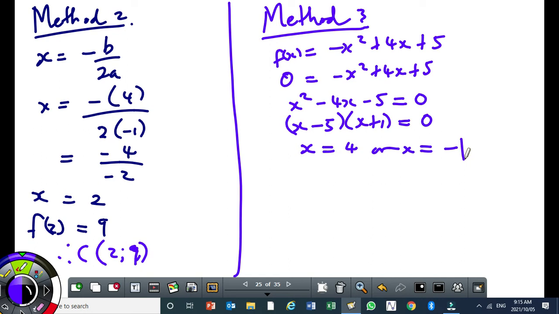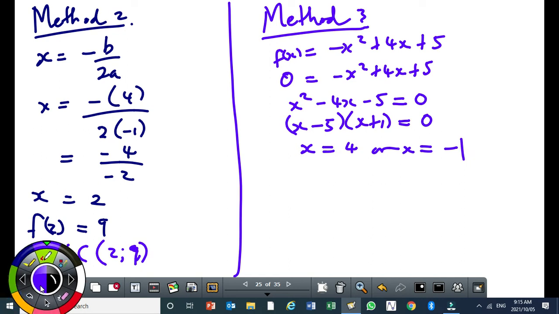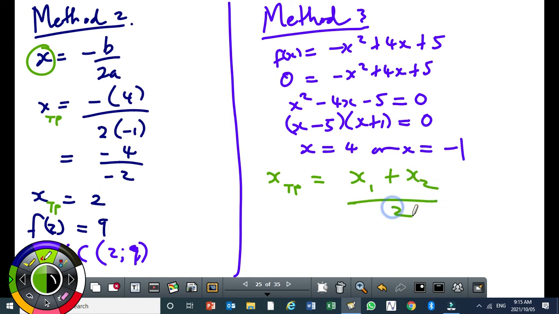Then, you see this x value here, it's an x value at the turning point. So I can put TP there. So the x value at the turning point, if you know the x-intercepts, it's equal to x1 plus x2 all over 2. So all you have to do is consider the 5 as your x1 and consider the minus 1 as your x2.